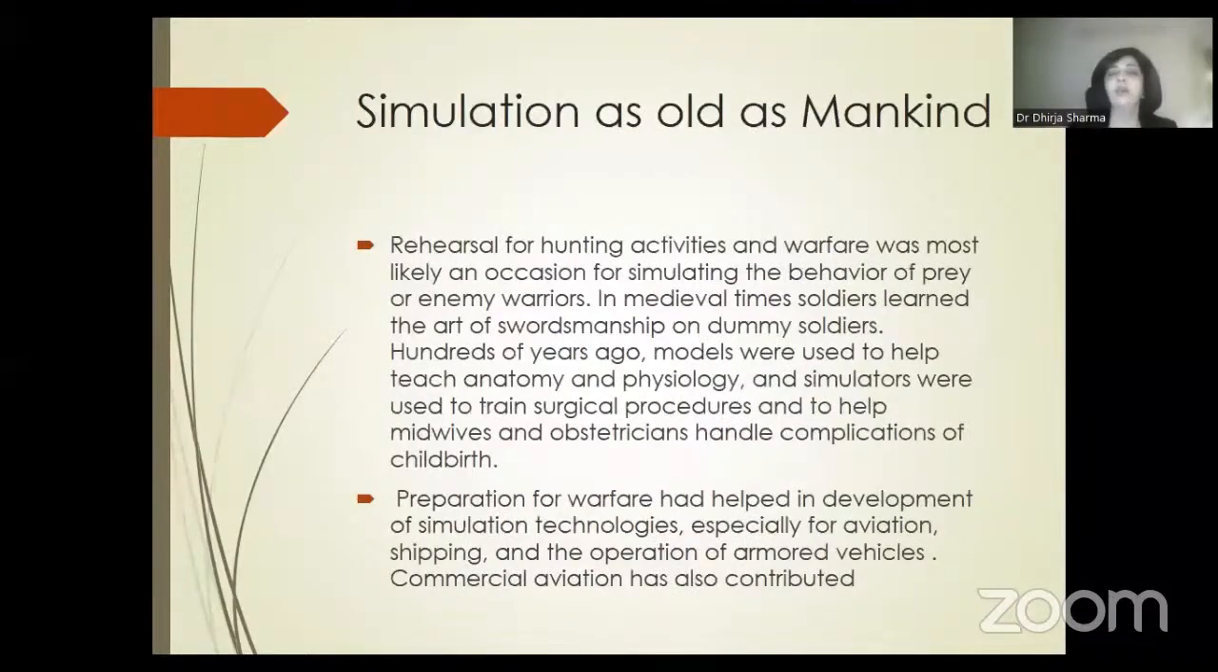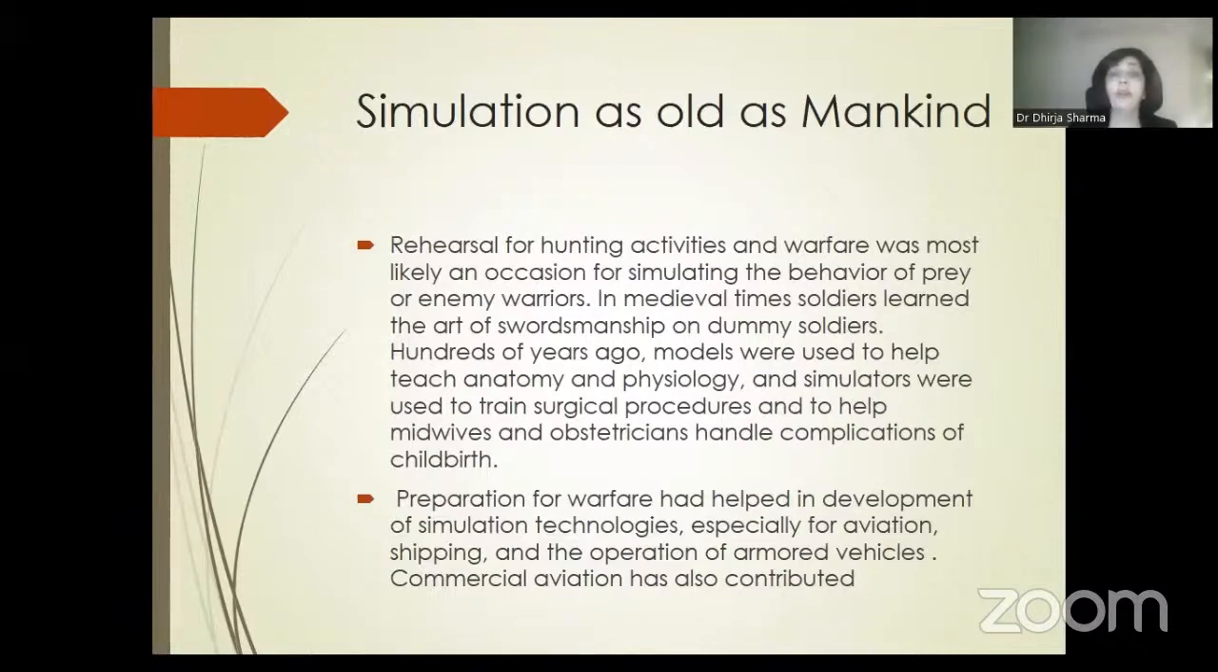Simulation in fact is as old as the mankind. Rehearsal for hunting activities and warfare was most likely an occasion for simulating the behavior of prey or enemy warriors. In medieval times, soldiers learned the art of swordsmanship on dummy soldiers. Hundreds of years ago, models were used to help teach anatomy and physiology, and simulators were used to train surgical procedures. We know that, we've seen that. To help midwives and obstetricians handle complications of childbirth.